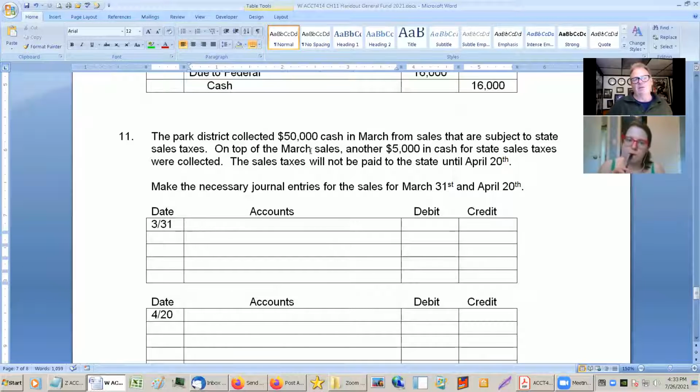And then the revenues would be 50,000. Oh, okay. And the rest would be due to state. Exactly. Okay. So they're going to keep 50,000 cash. Revenue will be collected.